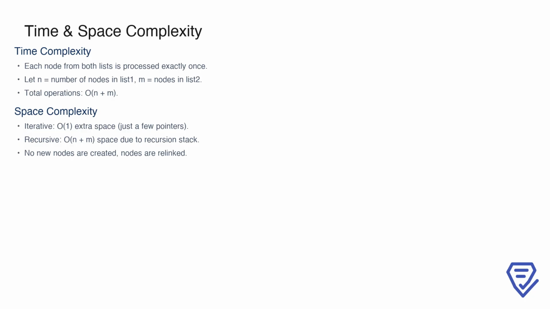For the iterative solution, extra space cost is constant, O(1), since we use only a handful of pointer variables. For the recursive solution, the function calls accumulate on the call stack, leading to a worst-case space use of O(n plus m) if every node causes a recursive call. No extra memory is used for new nodes, as we reuse the existing nodes. This approach is both optimal and elegant.